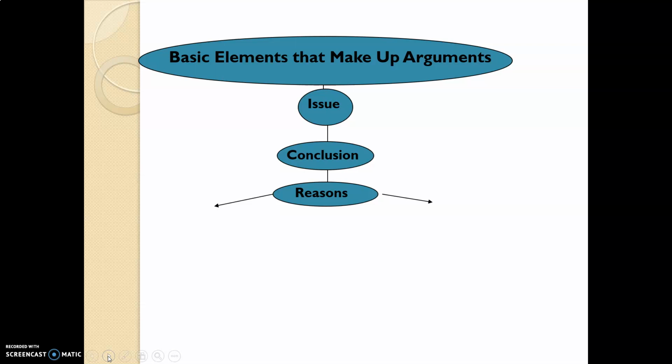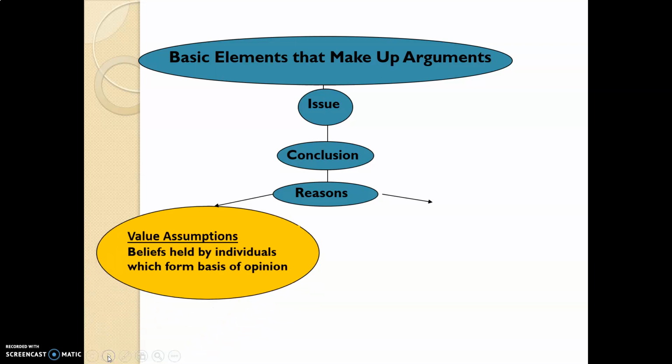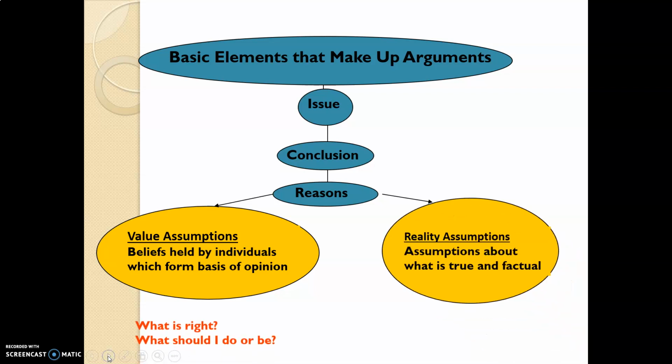And as we're analyzing those reasons, we're looking for the value assumptions because they help us to understand the reasons better, knowing where the other people are coming from. So the value assumptions are always embedded within the reasons, and the reality assumptions are also embedded within the reasons. So you have both of these assumptions hidden within all of the reasons, and that is what we as critical thinkers look for.